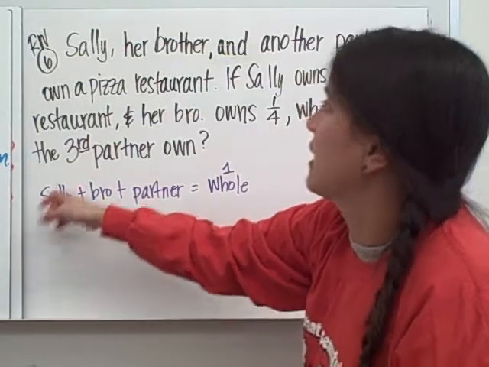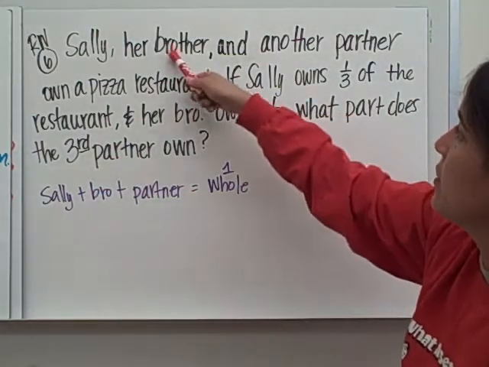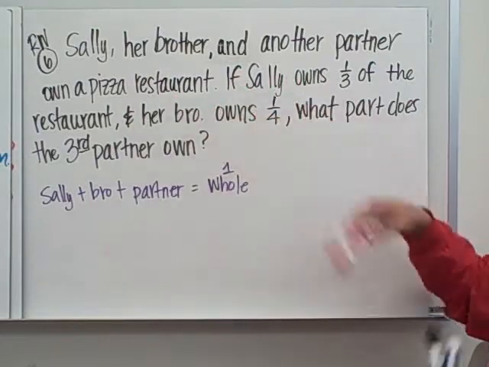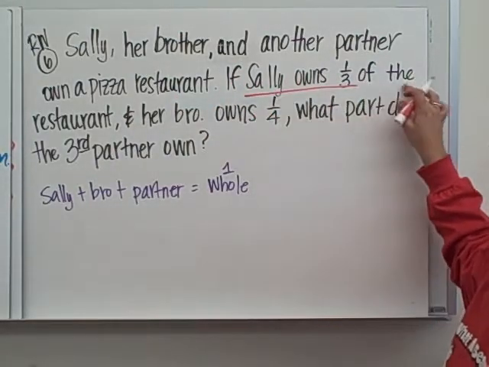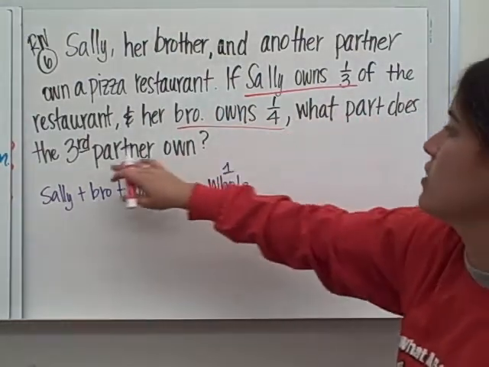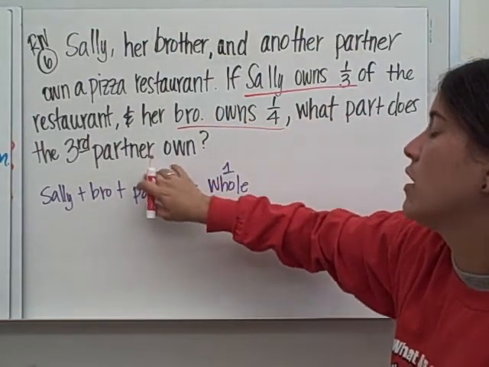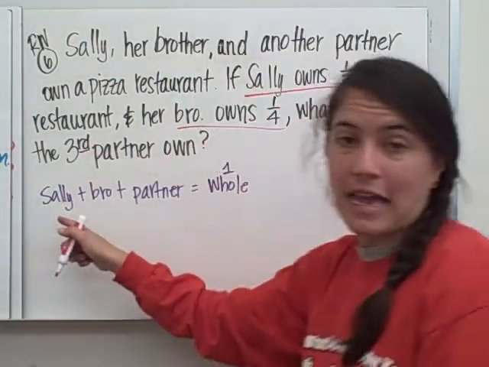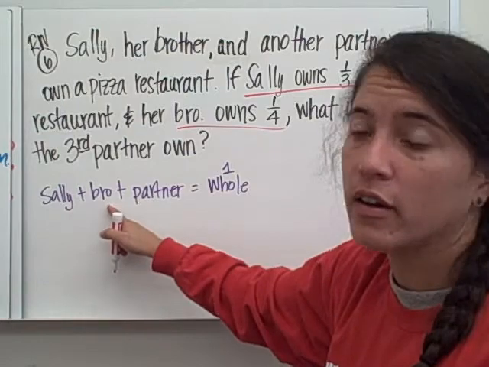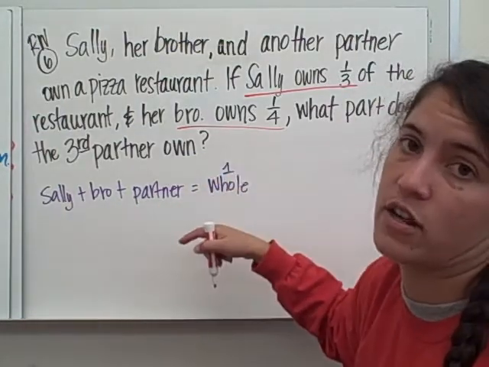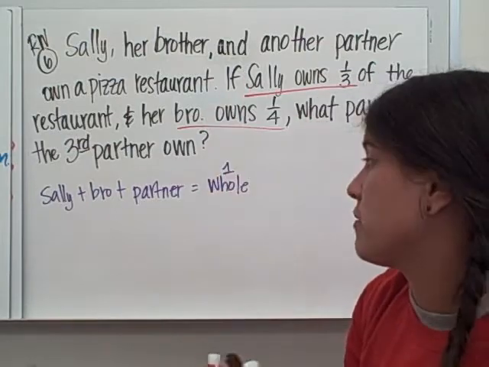So, real world example. Sally, her brother, and another partner own a pizza restaurant. If Sally owns 1/3 of the restaurant and her brother owns 1/4, what part does the third partner own? So we're looking for what the third partner owns. Well, we know that Sally plus her brother plus the partner all own one whole of the restaurant. They own the whole restaurant.